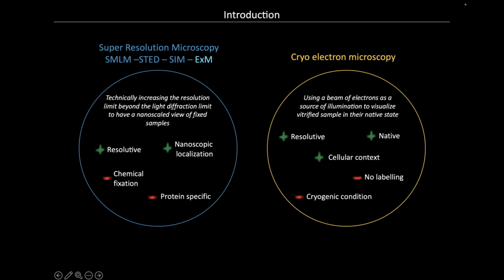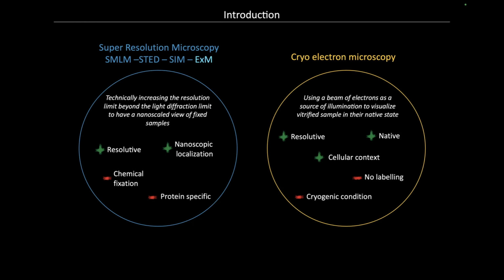On the other hand, we have cryo-electron microscopy that is, of course, resolutive. And on top of that, it has the advantage of being native because of this cryofixation method, not using chemicals. It allows to have a cellular context, as you could see from the previous image. But usually the labeling is extremely complicated in cryo-electron microscopy, so you cannot really look at specific proteins, and it requires to work in cryogenic conditions.